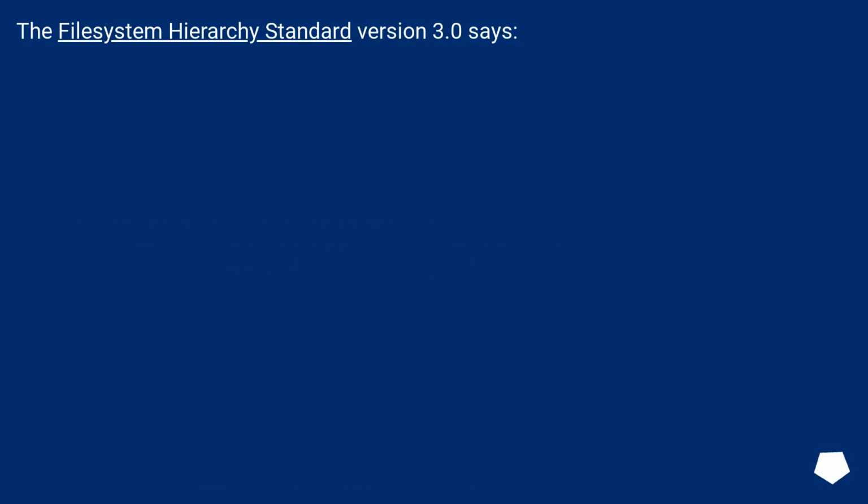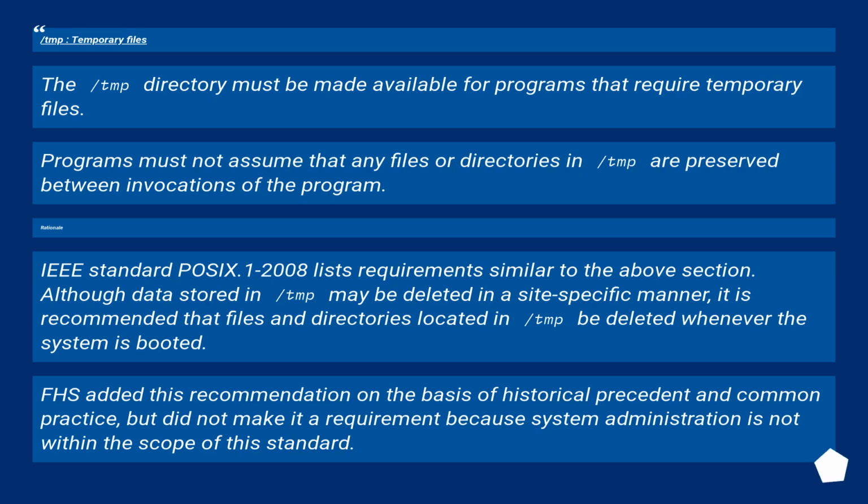The Filesystem Hierarchy Standard version 3.0 says: /tmp, temporary files. The /tmp directory must be made available for programs that require temporary files. Programs must not assume that any files or directories in /tmp are preserved between invocations of the program. Rationale: IEEE standard POSIX.1-2008 lists requirements similar to the above section. Although data stored in /tmp may be deleted in a site-specific manner, it is recommended that files and directories located in /tmp be deleted whenever the system is booted. FHS added this recommendation on the basis of historical precedent and common practice, but did not make it a requirement because system administration is not within the scope of this standard.